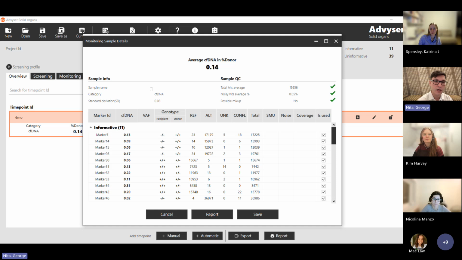And you've got these markers, these indel markers that we talked about, that some of them are informative and some are uninformative. The informative ones are the ones that differ between the donor and recipient, between yourself and your donor, and you only need two to make a decision. And if you're not happy with the number of reads or the quality of one of the markers, you can exclude them from the calculation. The software gives you an average percentage of cell-free DNA that is in your bloodstream.